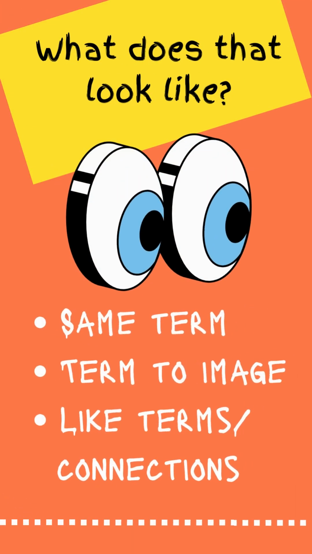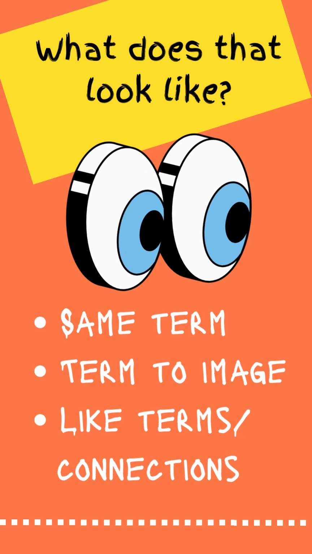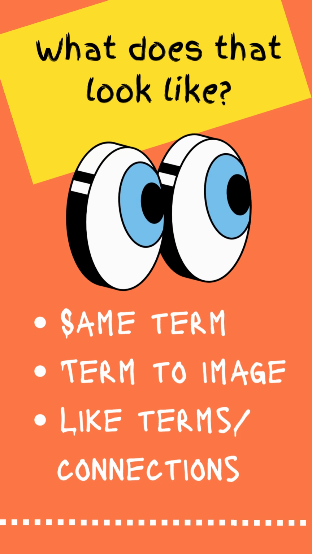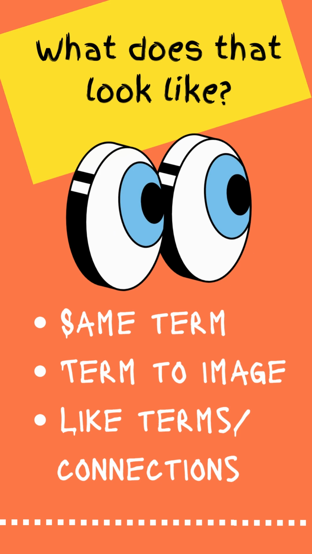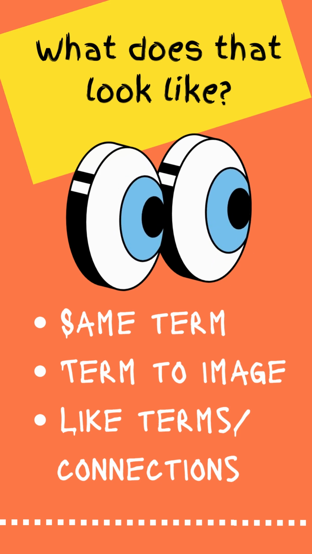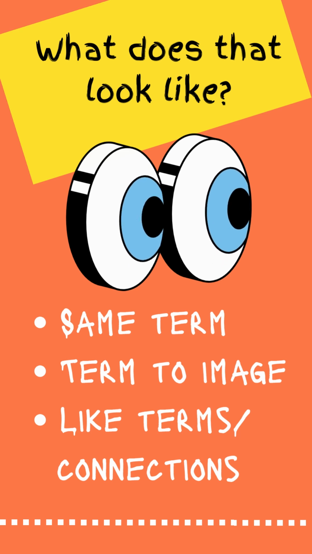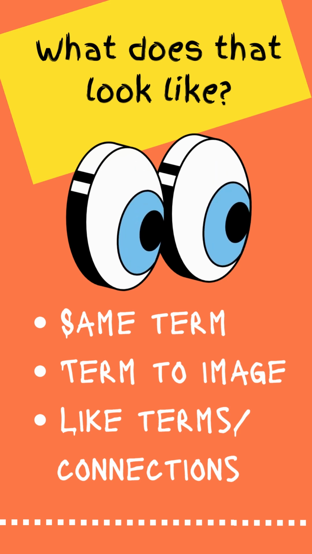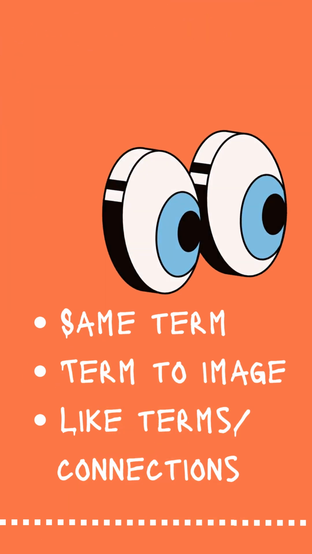So, what in the world is that going to look like? It could be same term to same term. So if you're teaching about George Washington Carver, you might be pairing the words crop rotation to crop rotation or the image crop rotation to crop rotation. If you're doing term to image, you might have the term crop rotation paired to an image of crop rotation. If you're doing like terms or connections, you might want to do George Washington Carver, plant doctor. If your students are old enough, you could even pair the term and the definition. All depends on the needs of your students.